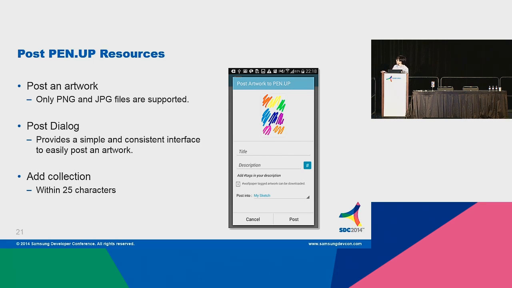So this is the post dialog, and the artwork is displayed like this. And the user can enter the title and the description of the artwork. Also, the user can select the collection in which the artwork will be included. And your application can add the user's collection. So the length of the collection name should be within 25 characters.